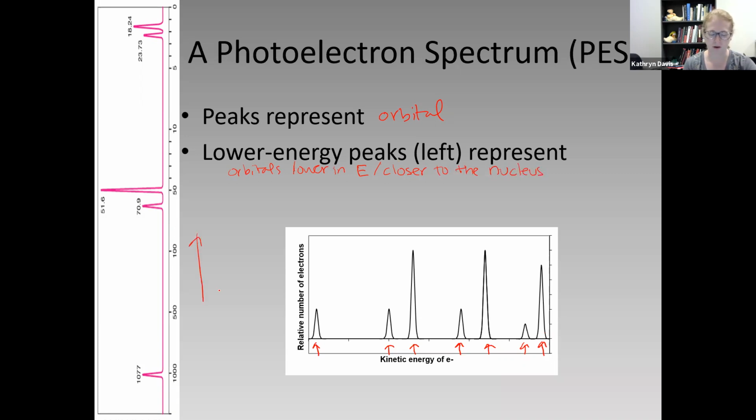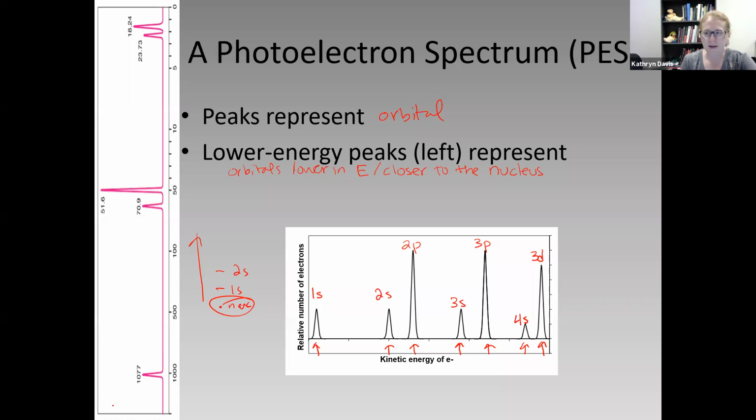So when we drew our thing here and we had 1s and 2s and so on and so forth, we're assuming that the nucleus is here and everything else is working its way out. So the ones on the left, we always start with 1s, and then we know alphabet, right? This is 2s and 2p and 3s and 3p and 4s and 3d. Which really means that I can now build this into an electron configuration.